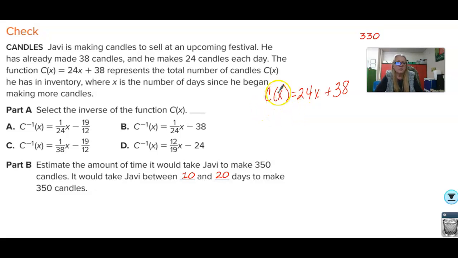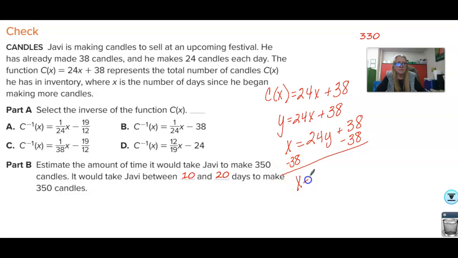Well, remember with the inverse, what we do is we take this and we change it to y. Then we swap the x and the y. Then we have to get y by itself. We solve for y. So I'm going to subtract 38 from both sides first, which gives me x minus 38 equals 24y. And then I divide both sides by 24. So that means that I now have c to the -1 of x is equal to this gobbledygook.